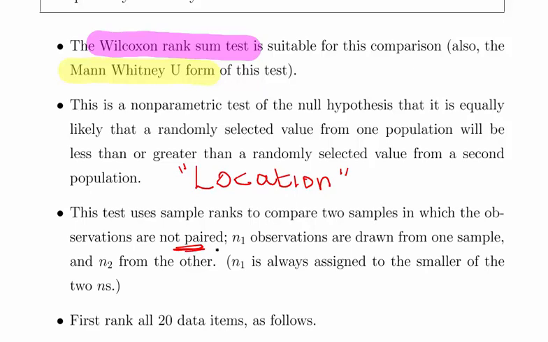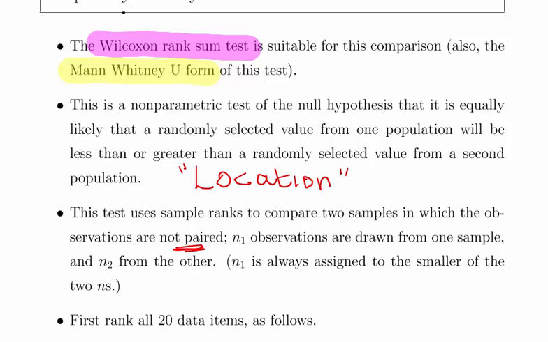N1 and N2 are the sample sizes. Just as a remark, it's very important to keep track of your notation, particularly with these non-parametric tests. You'll see that when you're calculating test statistics for some of these tests, quite a lot of calculation goes into them. And quite often there are conventions. For example, N1 is always assigned to the smaller of the two sample sizes.